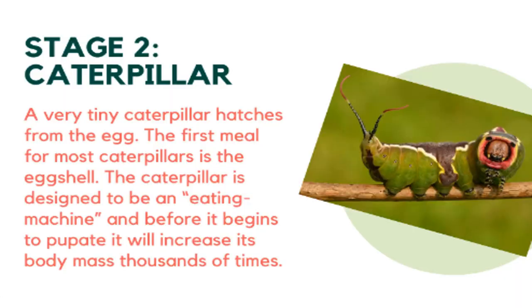Next, for the stage 2, caterpillar. A very tiny caterpillar hatches from the egg. The first meal for most caterpillars is the eggshell. The caterpillar is designed to be an eating machine, and before it begins to pupate, it will increase its body mass thousands of times. The only thing that a caterpillar does is to eat until they grow.